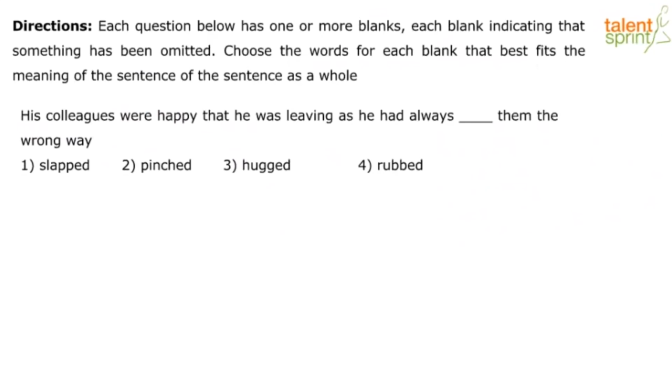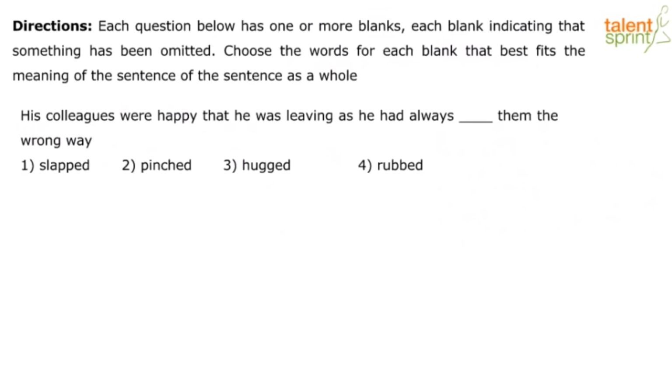Let's look at our next context. His colleagues were happy that he was leaving as he had always dashed them the wrong way. Now, so far, we've looked at whether the context is giving positive, negative meaning, pay attention to words before and after the blank. So, we can either apply collocations or maybe we need some basic grammar. Another concept that we need to be familiar with when it comes to fill in the blanks is idioms and phrases, right? It's all part of vocabulary if you ask me. Collocations, idioms and phrases. So, giving you a clue again, in the context there is a phrase.